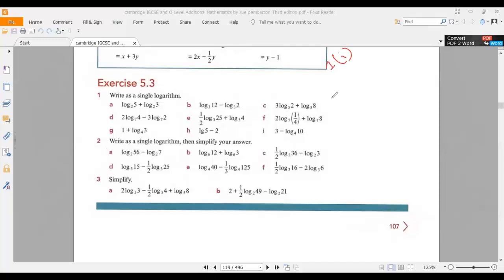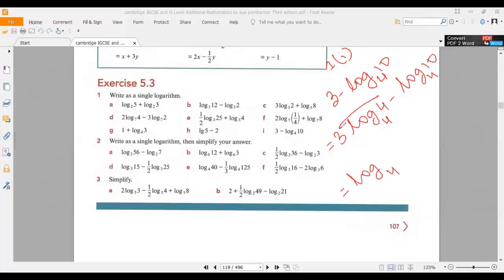So similarly, 3 multiplied by 1 represents log base 4 of 4 minus log base 4 of 10. So we can write log base 4 of 4 cubed minus log base 4 of 10. Now 4 cubed means 64. The negative sign will be converted to division, and there is a 10. So we can write log base 4 of 64 by 10, which will be 6.4.